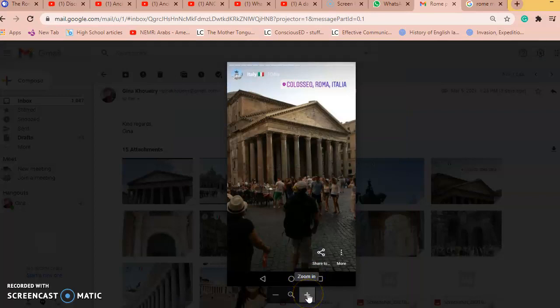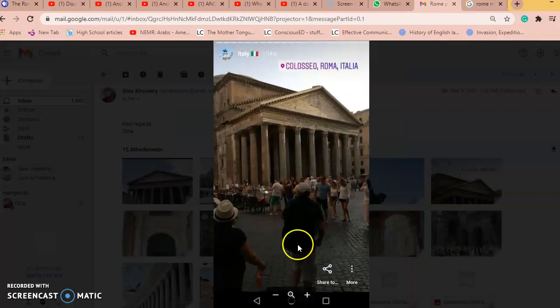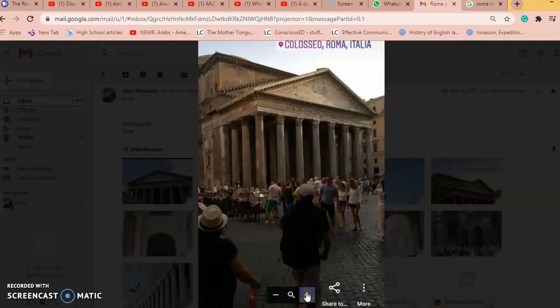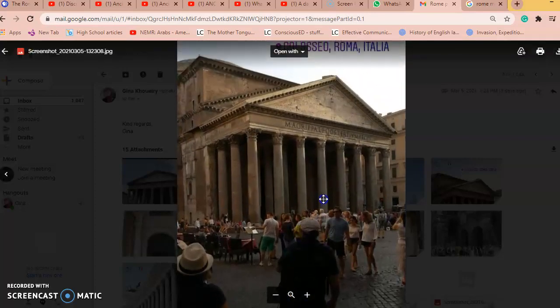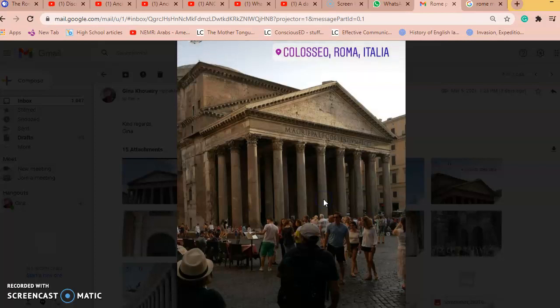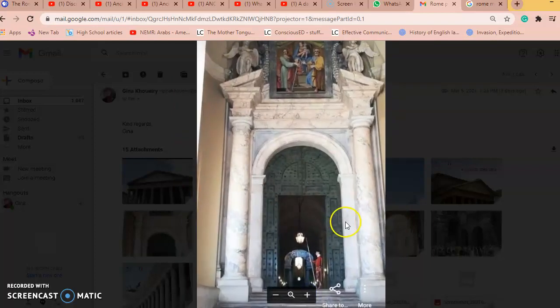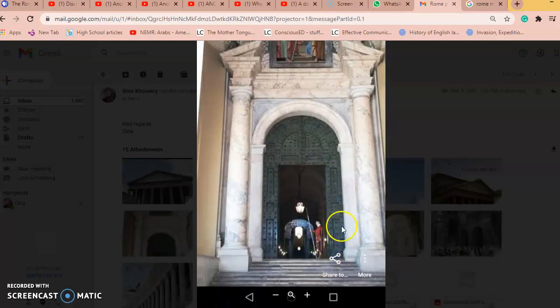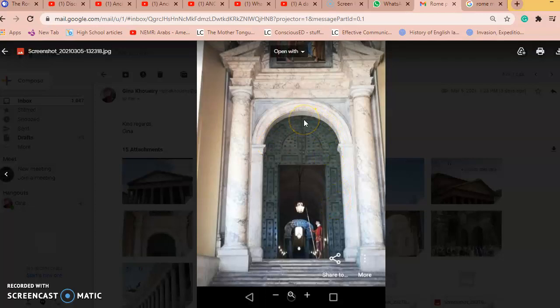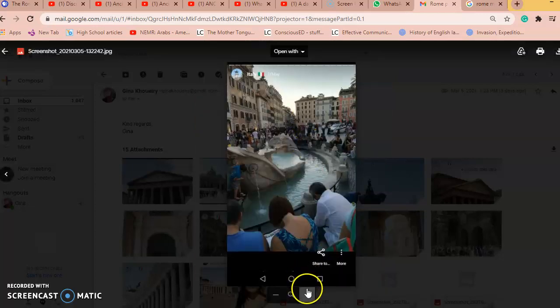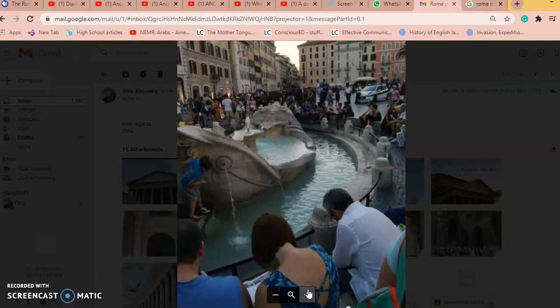Okay, this was the Colosseum from the outside as well. It was like a temple or a place where they prayed to their gods. You see how many people are there? This was also at the Vatican City. Many soldiers securing the place, and as you see, they have big high doors. This is the very famous fountain. Everyone goes there, especially at night.